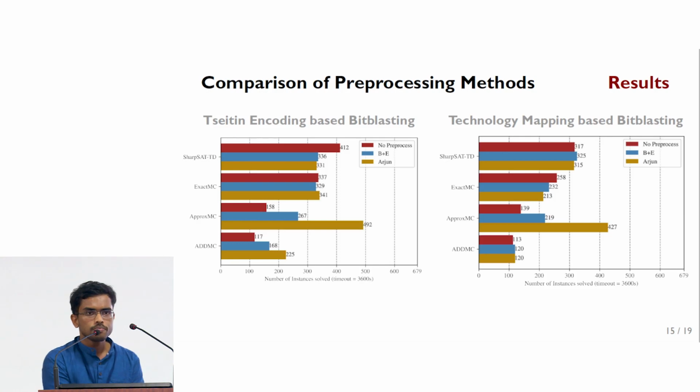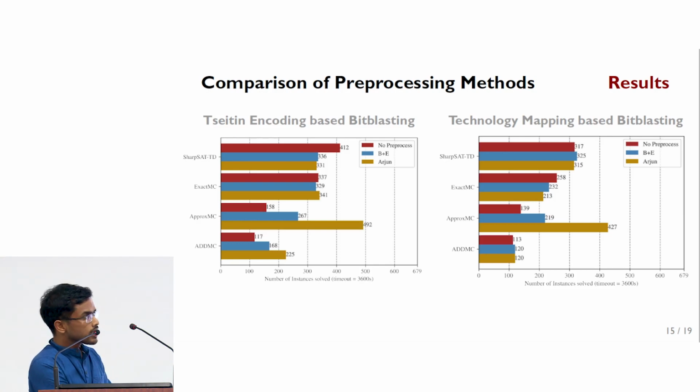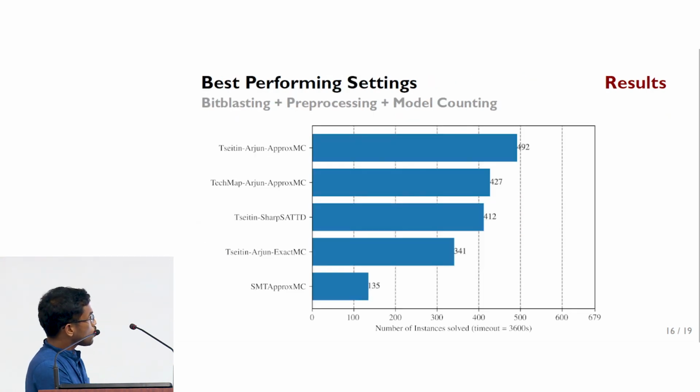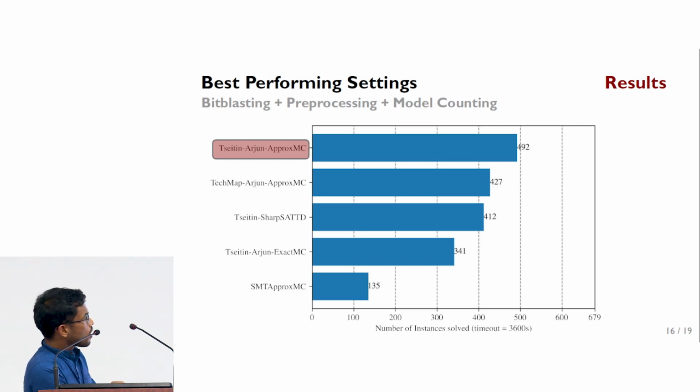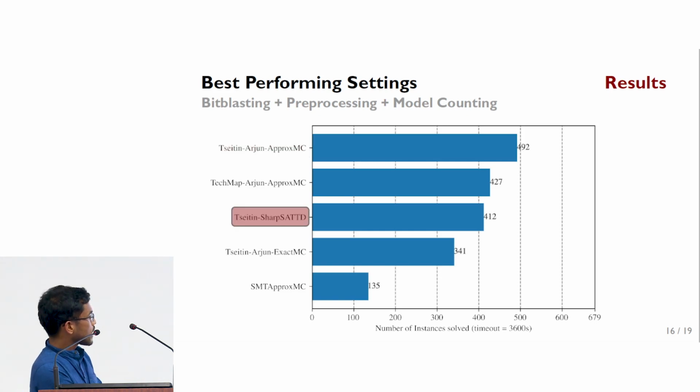So at this point, who are the winners? It turns out that if you are happy with approximate model counting, you have to encode the instance using Tseitin encoding, then you have to preprocess with Arjun, and you have to model count with the approximate counter. If you need an exact model count, then you need no preprocessing. You just bit blast the instance using Tseitin encoding, and you can use the model counter SharpSAT-TD.